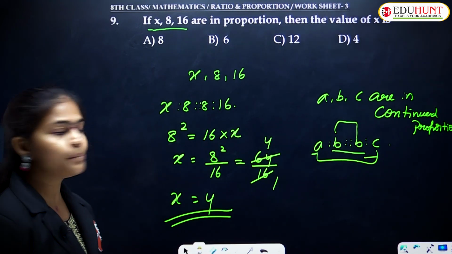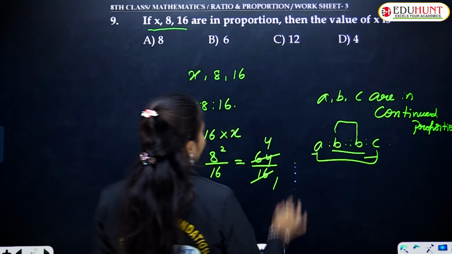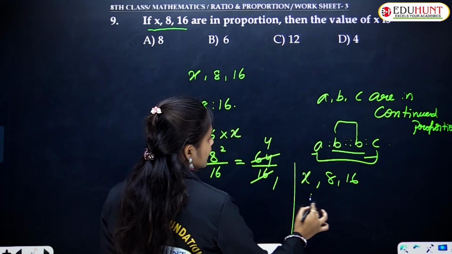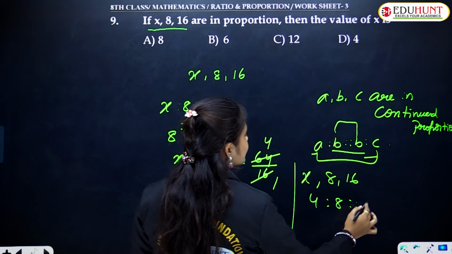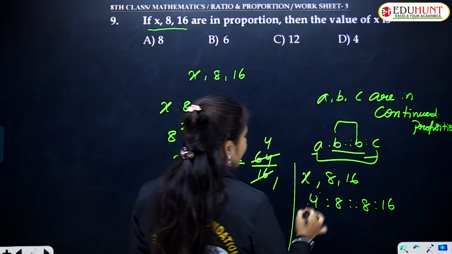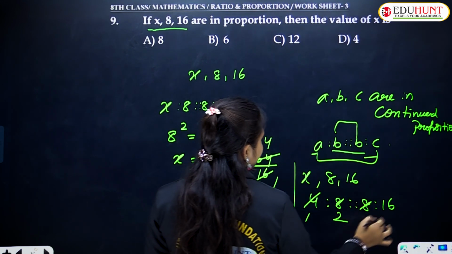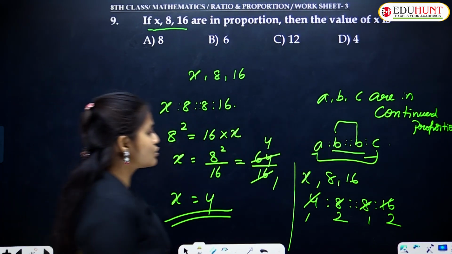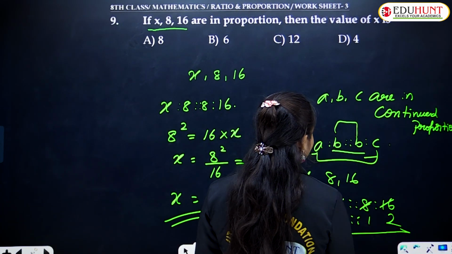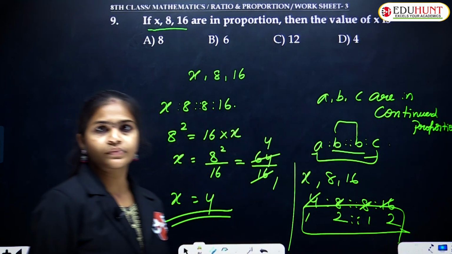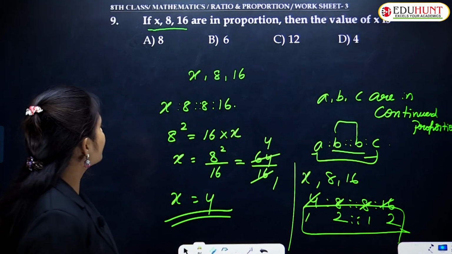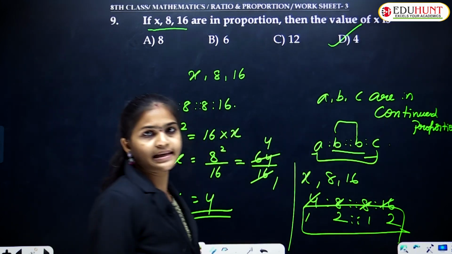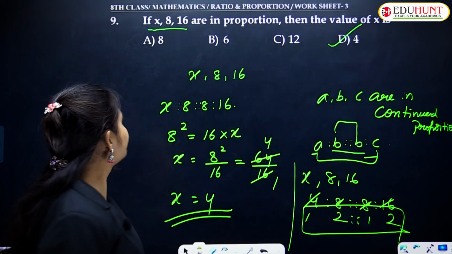Okay, so here, are these in proportion or not? See here, X, 8, 16. We can write this as 4 is to 8 as 8 is to 16. 4 ones are 4, 4 twos are 8. 8 ones are 8, 8 twos are 16. So here 1 is to 2 as 1 is to 2. So these two ratios are equal. Understand, ma? So here what is the answer? X is equal to 4. Option D is correct here. Am I clear, children? Yes.